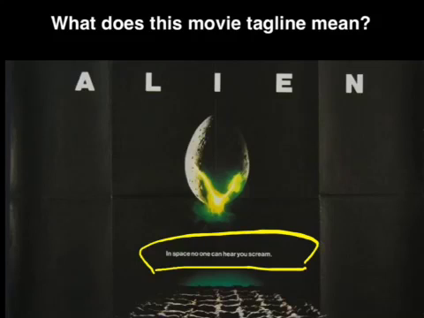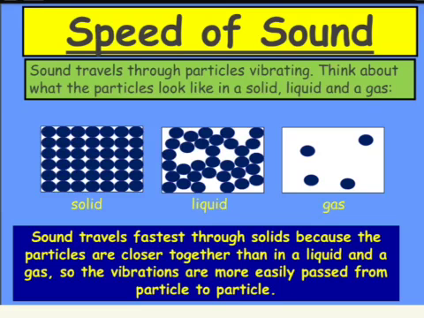And it's because, of course, there's no particles. Space is a vacuum. If there's no particles, sound cannot be passed along. Now, sound travels through particles that are vibrating, as I've said. I want you to think about what the particles look like in a solid, liquid, and a gas. We studied this earlier in the year.